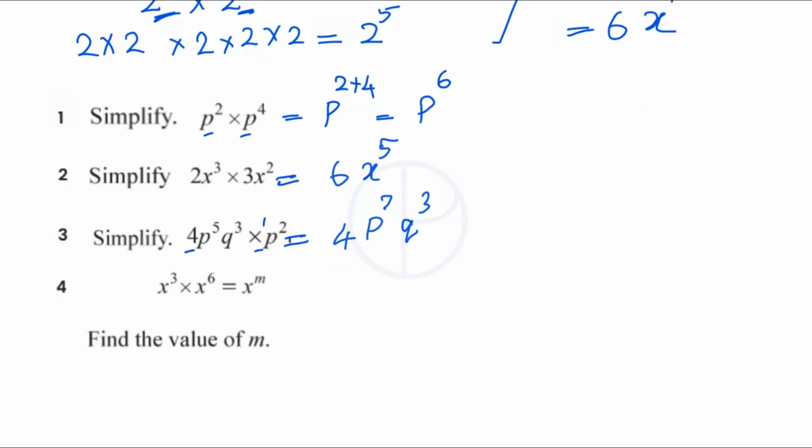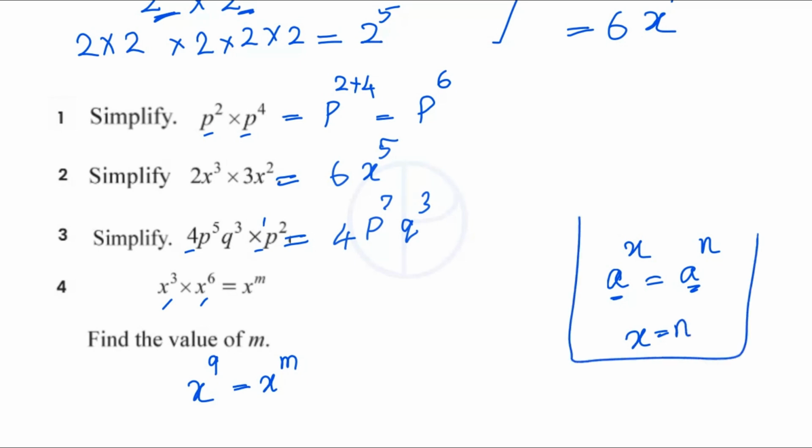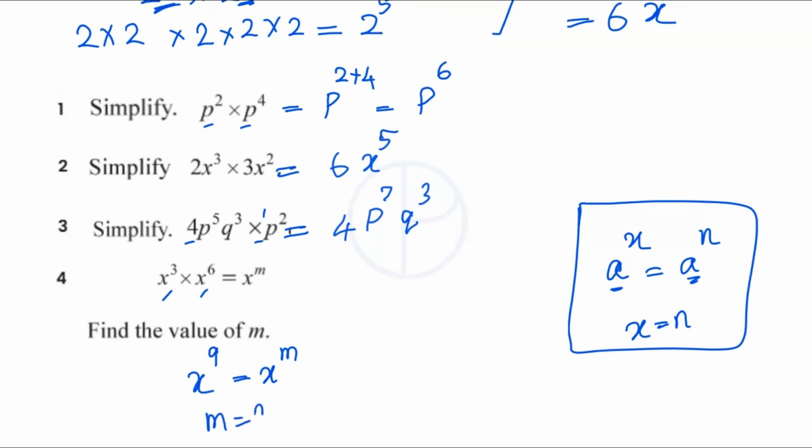Then the next question is x cube multiplied by x power 6 equal to x power m. So let's solve the left hand side. x power, because the bases are same, the powers can be added. 3 plus 6 is 9, equal to x power m. So when a power m equal to a power n, that is the bases are same, then the powers can be equated. m equal to n. We are applying this law here. m is equal to 9.